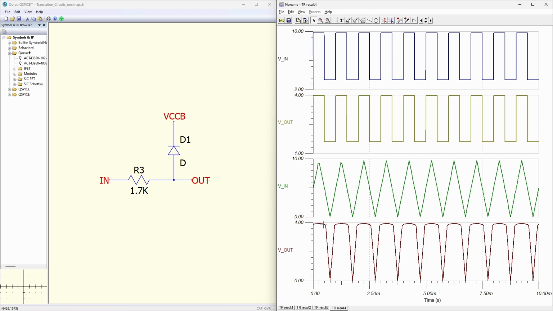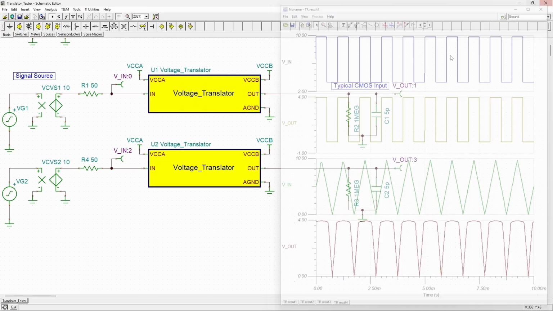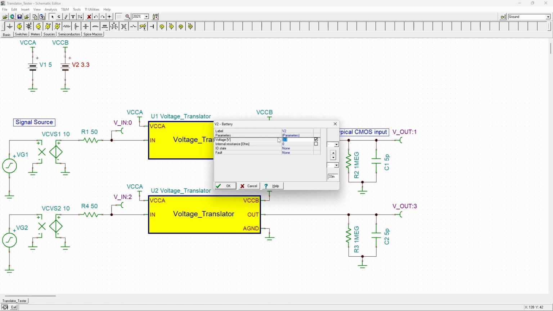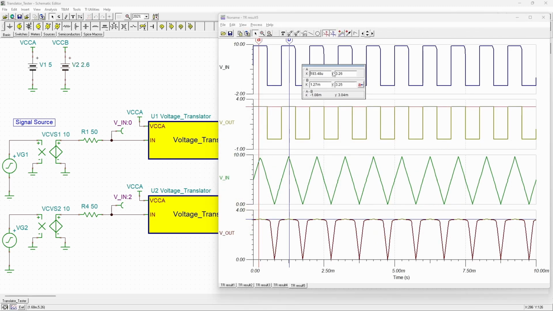So now if we wanted to have this be exactly 3.3 volts, what we could do is change our VCCB value. Basically, you just want VCCB to be one diode drop below what you want your output voltage to be. So in this case, it would be 2.6 volts. And now you can see even with our 10 volt input, on the square wave we're getting 3.26 volts, and on the triangle wave we're getting 3.25 volts. So both of them would work very well for a 3.3 volt input without causing any danger to the device.